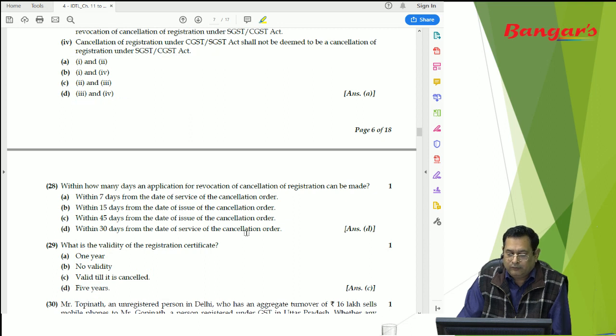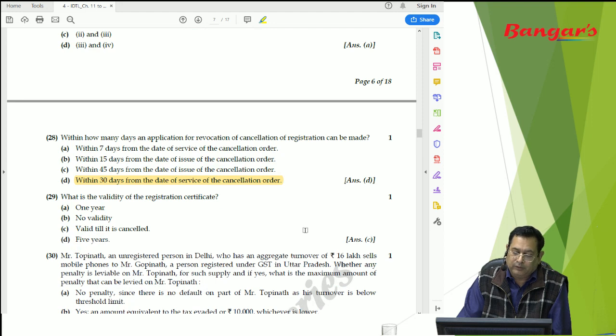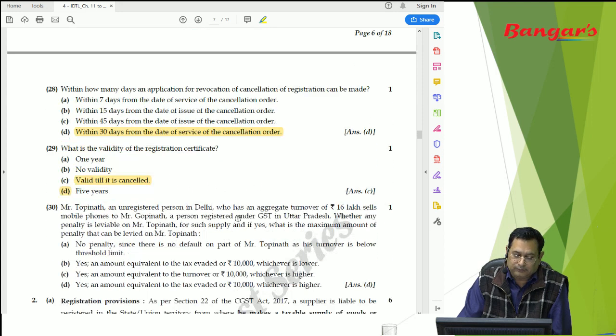Then, within how many days does one have to make an application for revocation of cancellation of registration? That is within 30 days from the date of the cancellation order. What is the validity period of registration? It is valid until it is cancelled.